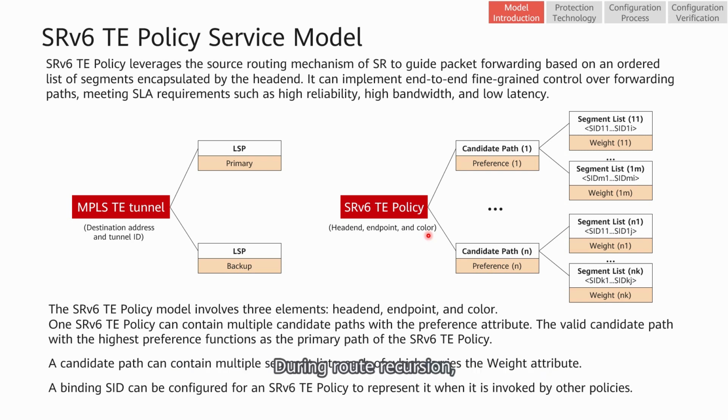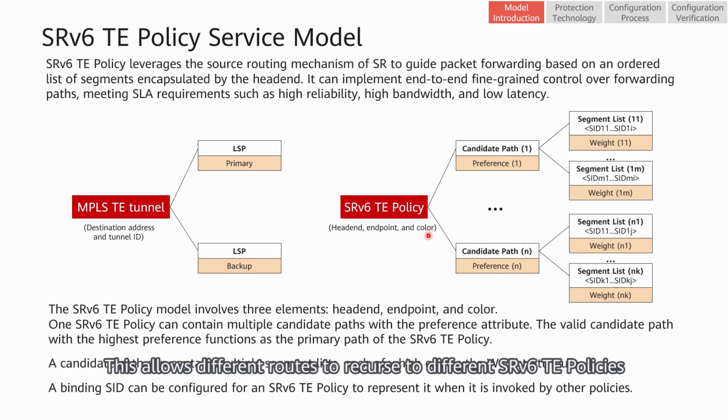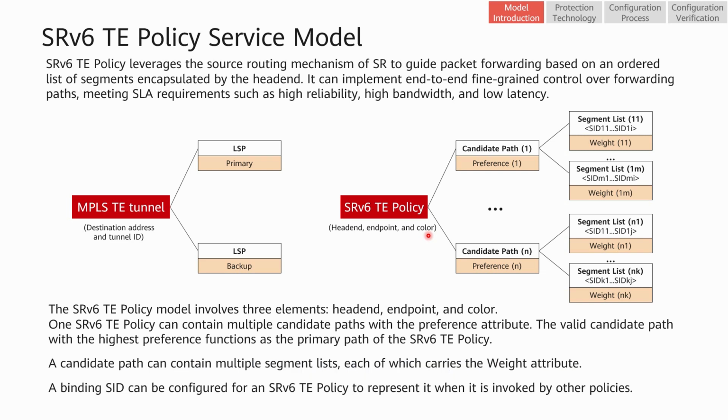During route recursion, the device first matches the color value of the involved route against the color value of the SRv6 TE policy. It then matches the next hop of the route against the endpoint of the SRv6 TE policy. If the matching succeeds, the route can successfully recur to the SRv6 TE policy. This allows different routes to recur to different SRv6 TE policies based on the color attribute.